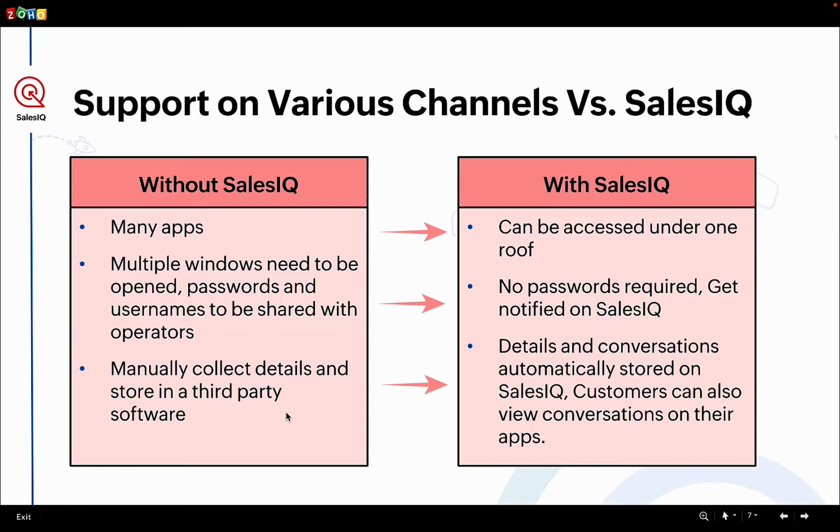Thirdly, without SalesIQ, while assisting customers on multiple platforms, you'll have to manually collect customer details and then again store it in another third-party software for further analysis in the future. But is that the case with SalesIQ? No way. With SalesIQ channels, all the customer details and conversations are automatically stored on SalesIQ in an organized manner. Additionally, the customers can also view conversations whenever required on their apps.